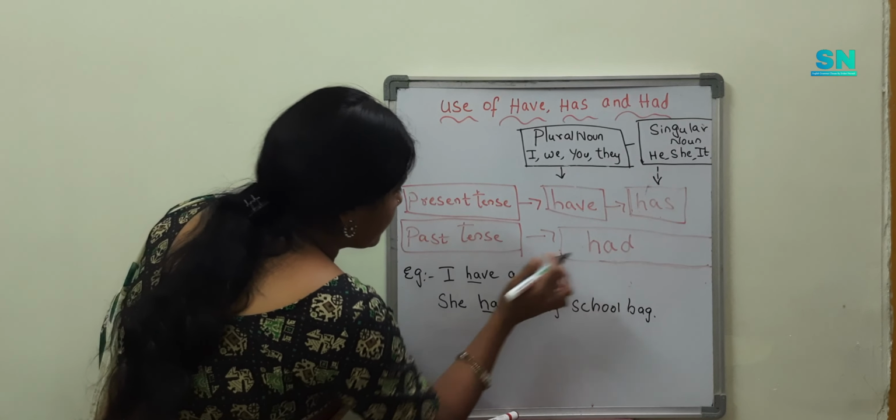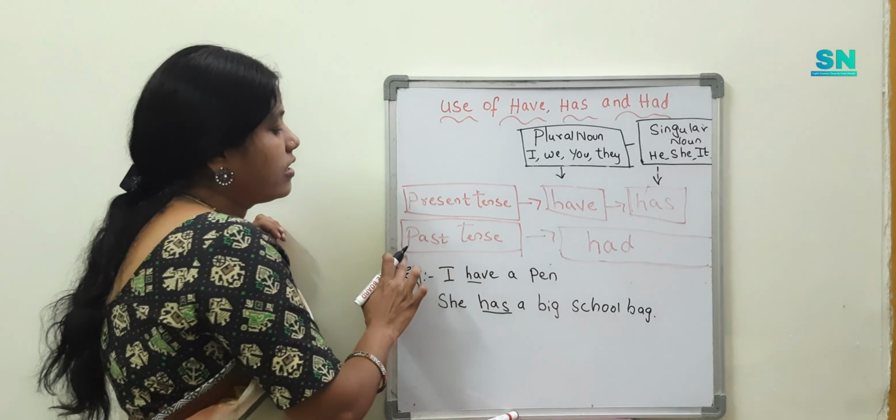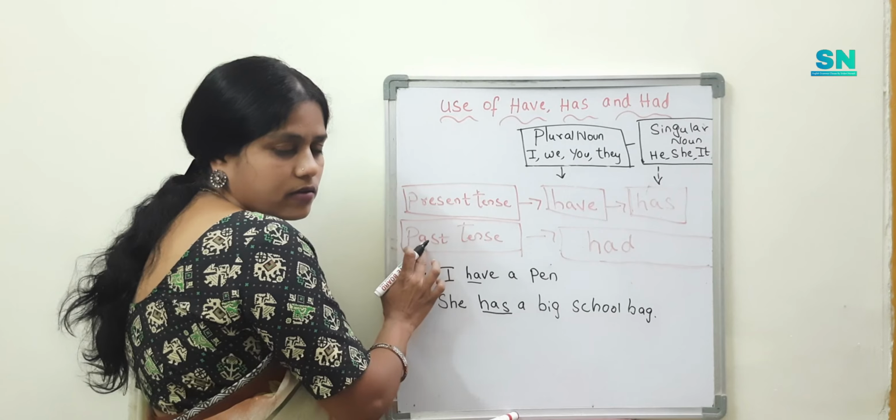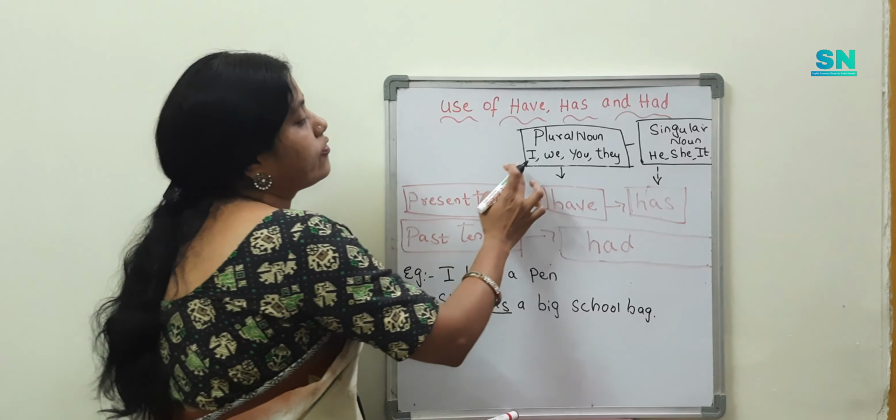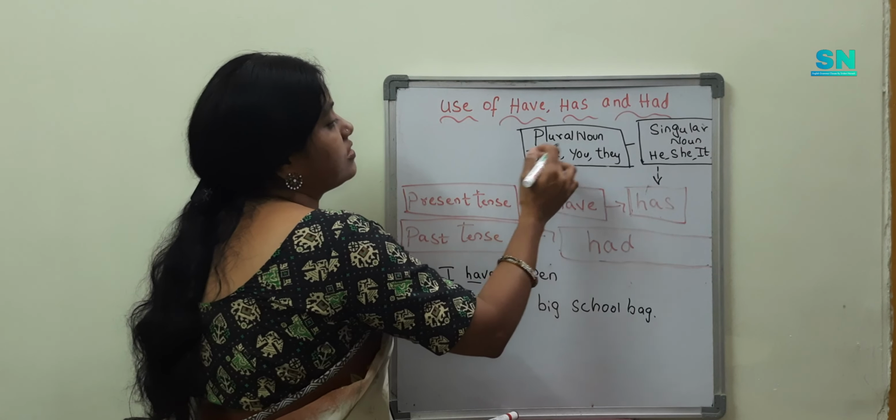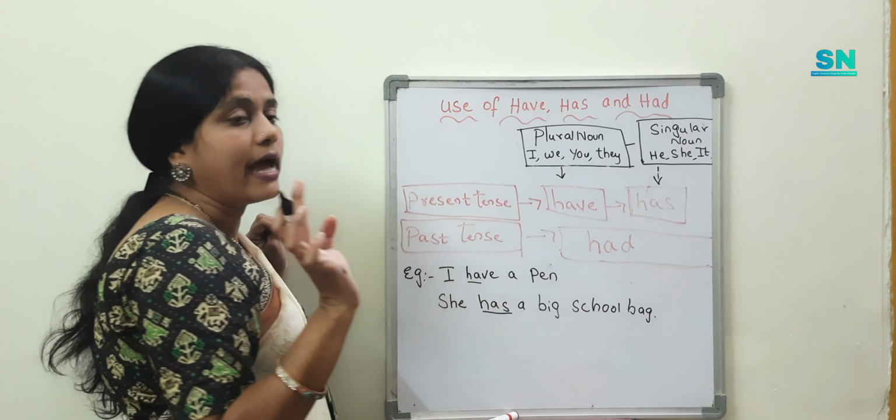And an example for past tense: the sentence should be in the past tense, and if the subject is plural or the subject is singular, we use the word had.